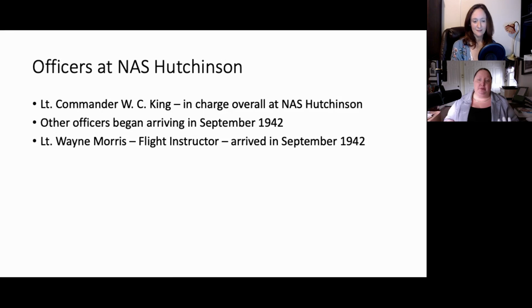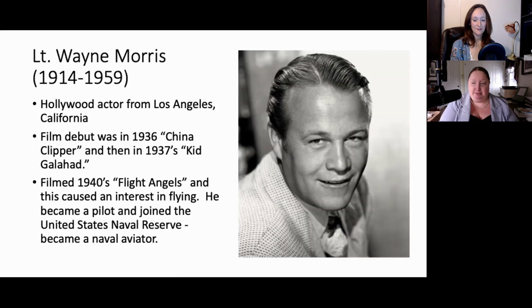He arrives in September 1942, so he's really one of the first instructors. A lot of this presentation we're going to talk about Morris, because it's going to lead back to the thing that I was first talking about. This is a very unique history specific to Hutchinson. So, Lieutenant Wayne Morris, great headshot photo. Joe Graham would be envious of a headshot like this.